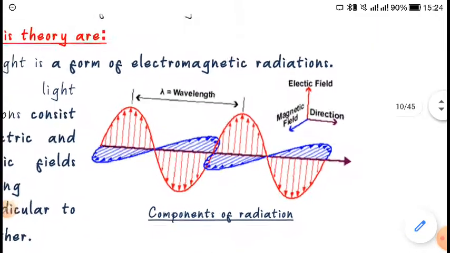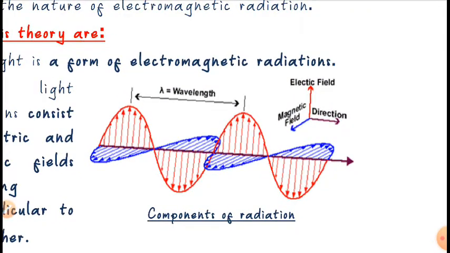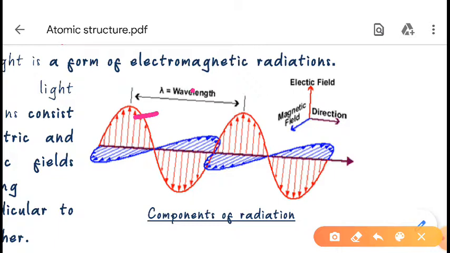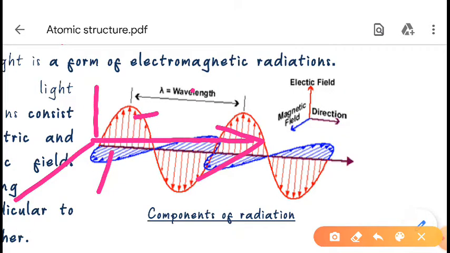So what we can say here is, if this one is the electric field and this one is the magnetic field, then the electrical component, the magnetic component, and the direction of propagation of the wave are mutually perpendicular to each other. How? One is along this axis, one along this axis, and the wave is moving along the x axis. Okay, so this is electromagnetic radiation.